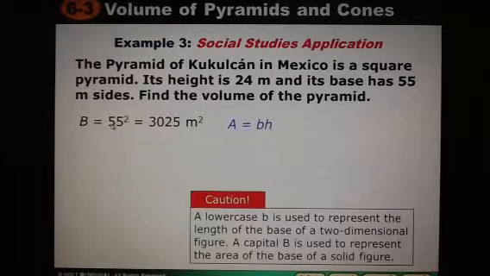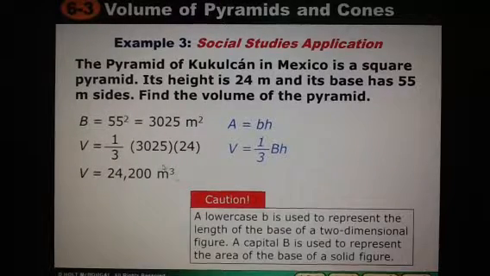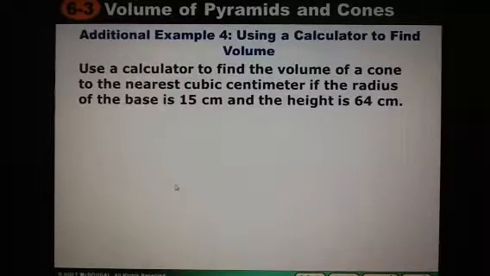So base and the height are both 55 because it's a square base, so that's why we're squaring that. It's length times width, which they're the same. And so it's 3,025 meters squared. Then we have to take a third of that times the height, which is 24. So we can go over and take a third of 24 and get 8, and then 8 times 3,025 is 24,200 meters cubed. Again, the 3,025 is meters squared times 24 meters makes meters cubed.